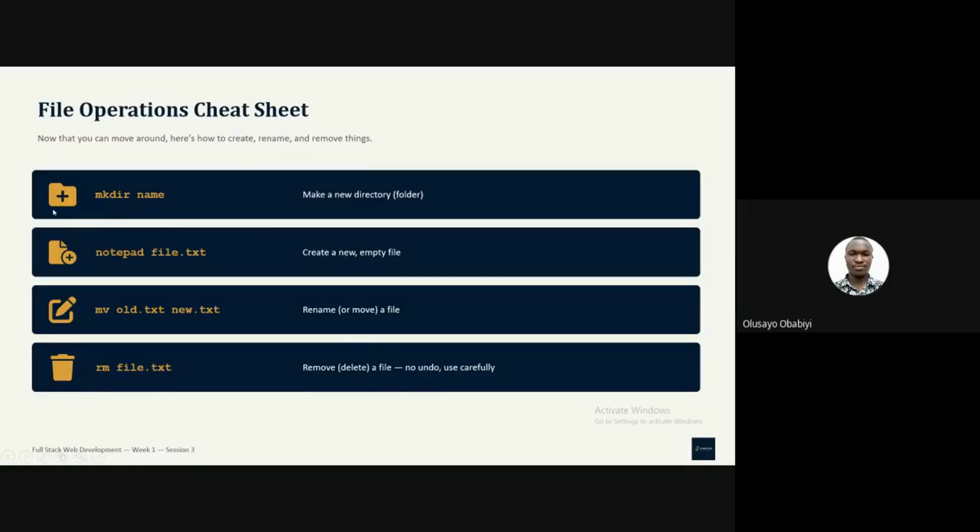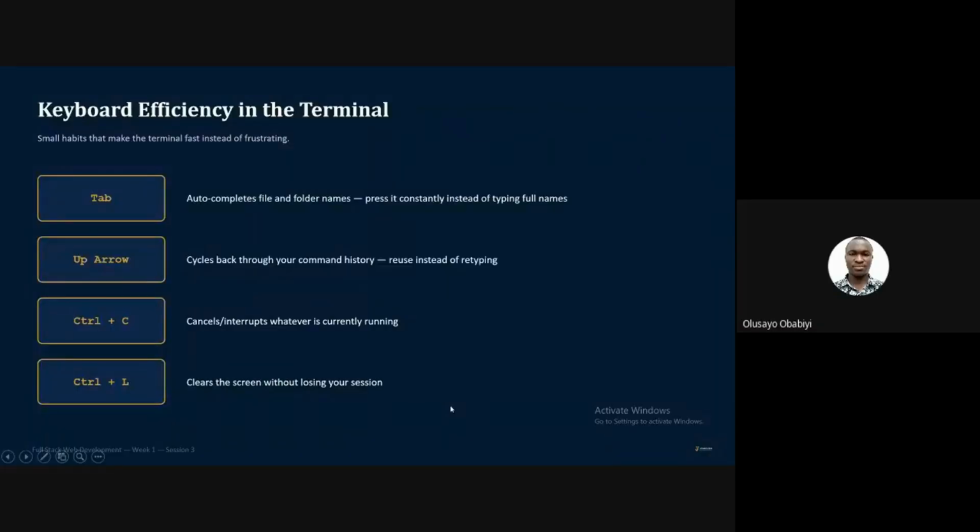We also talked about mkdir, make directory, so you create a new folder. To create a new file, notepad file.txt, it creates a new, empty file. Then to rename or to move a file, you use mv old, this is the old file, then this is the new name that I want to give it. Then to remove a file, you do rm. Remember that anything that you do with rm, or rmdir for a folder, will delete it permanently. You won't see it again in your folder or in your recycle bin.